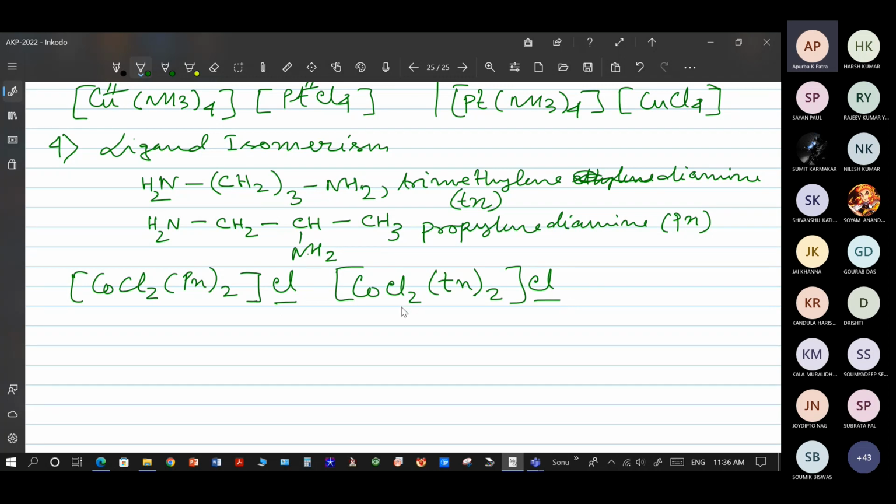Okay, in both cases you can see that the coordination will occur either via the pn, that is a different ligand than the tn. So only the difference is present within the ligand periphery or the ligand structure. In this case, it will be propylene diamine, and in the other case the trimethylene diamine, tn or pn. So these two are isomers, where isomerism occurs due to the differences in the ligand structure.